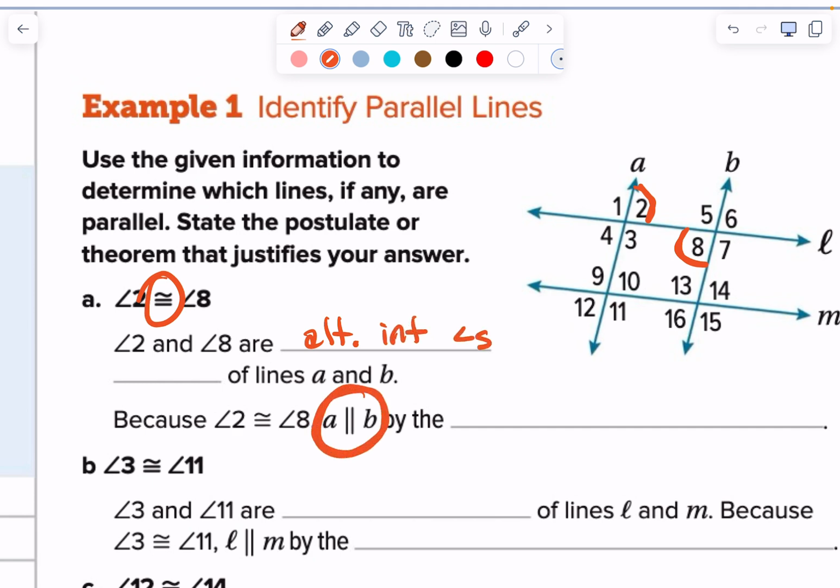That's what they write right here. Circle those 2 things, okay? Alternate interior angles, so A and B are parallel. On your homework assignment, you're going to have to list those 2 things. Which 2 lines are parallel? They use this symbol, these 2 up and down lines that look like 2 L's, right? A is parallel to B because 2 and 8 are alternate interior angles.